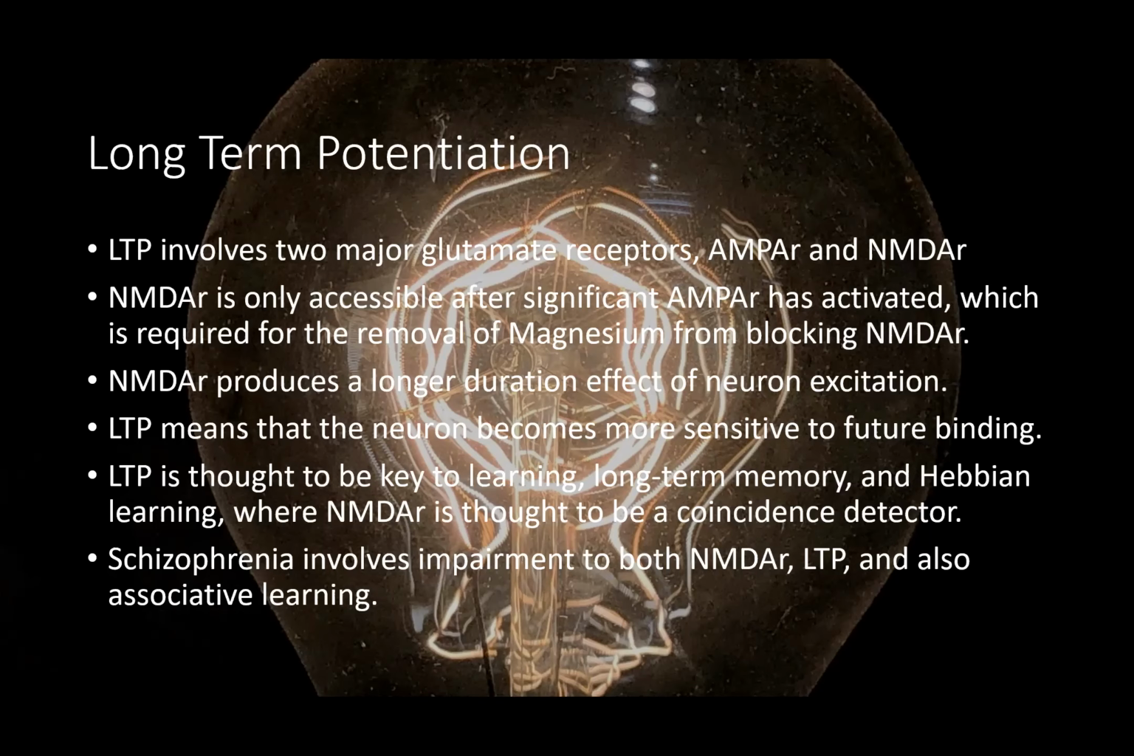And this is important because if we think about associative learning involving coincident occurrences of stimulation on neurons, like two neurons firing at the same time and then being associated to each other because they were coincidental.